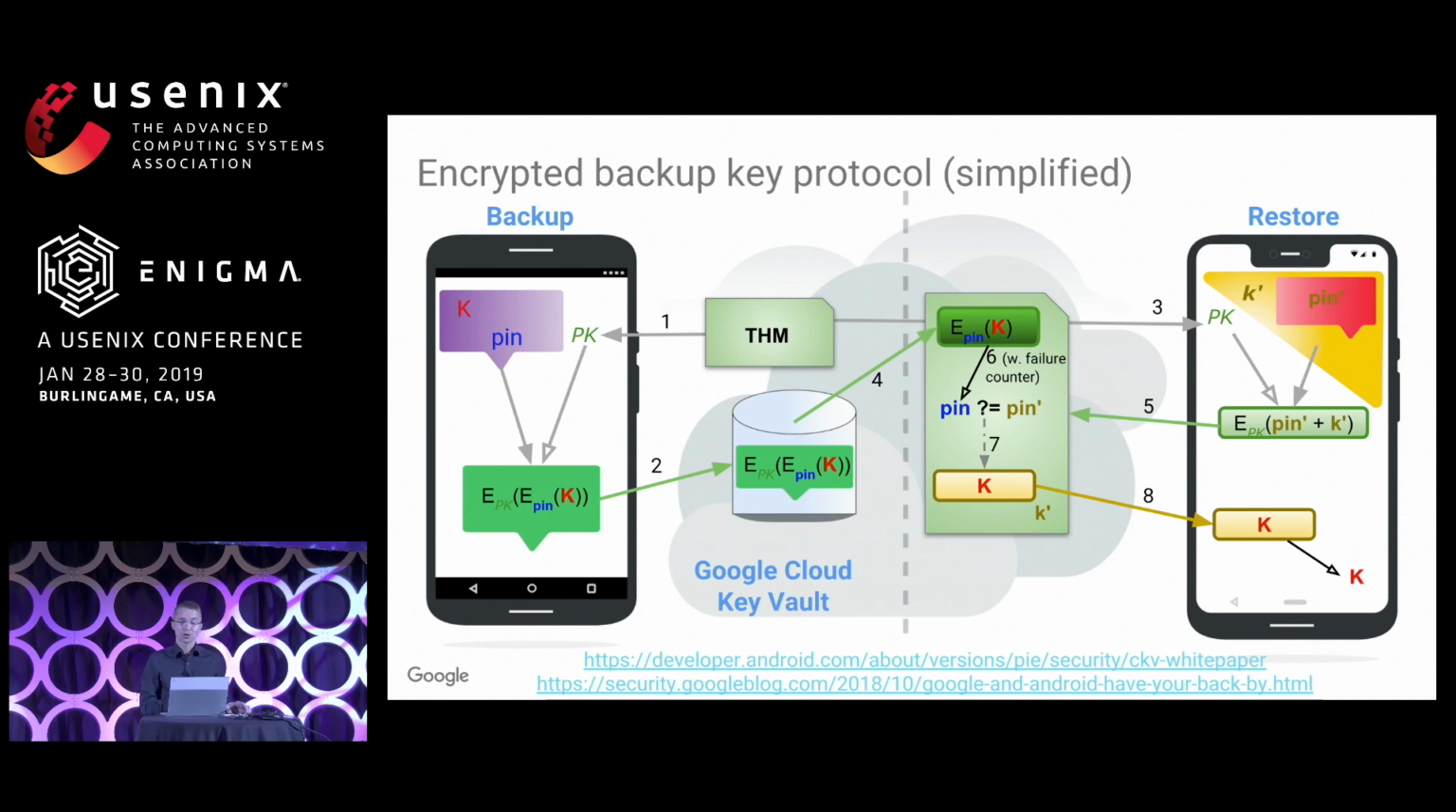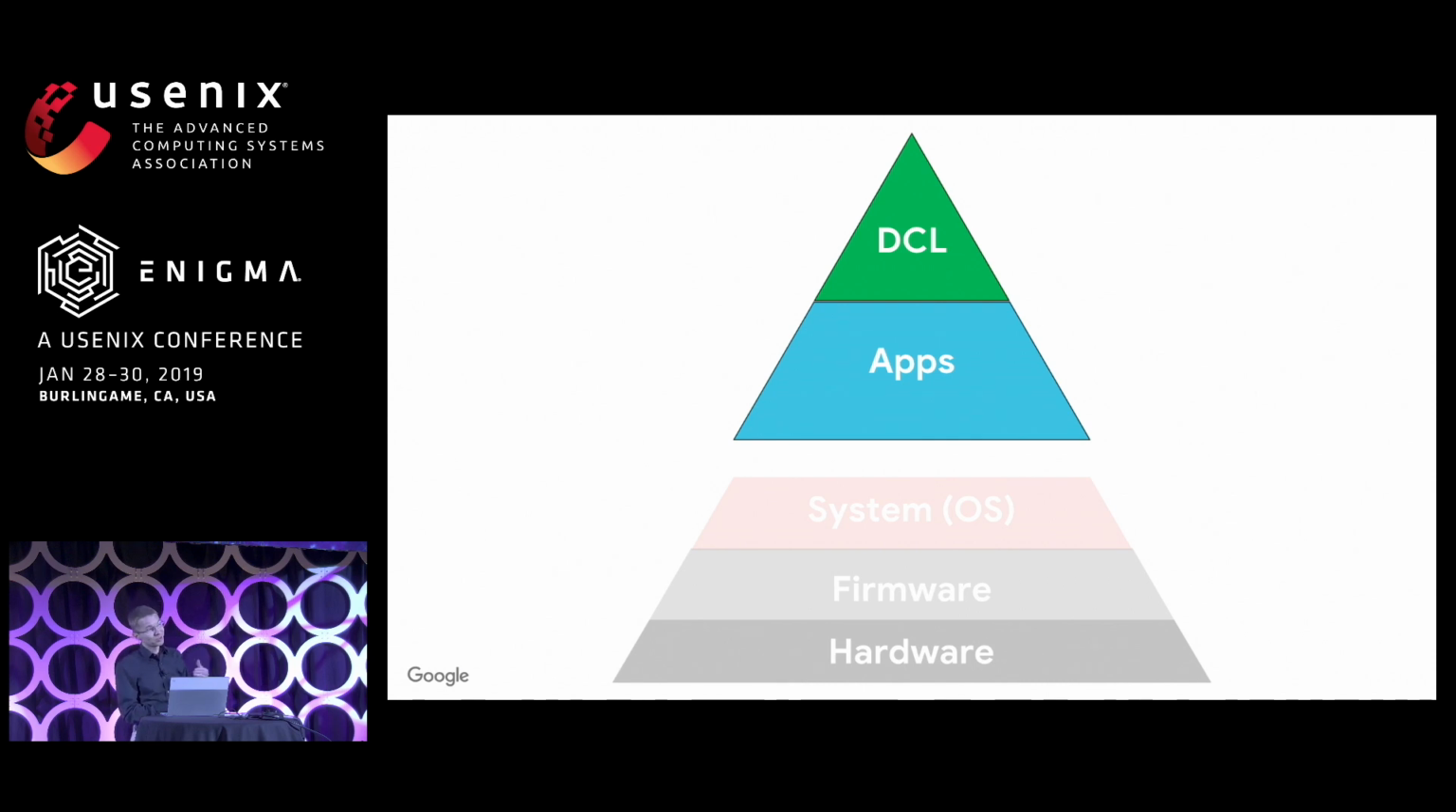So again, this is the third and last specific example I wanted to give for what we did on Android, specifically in the last release towards insider attack resistance. Now, moving to the top layer, apps, and what apps typically do, what we call dynamic code loading or DCL, is both easier and harder from an insider point of view.